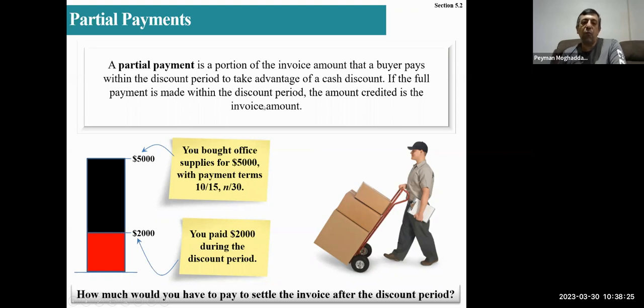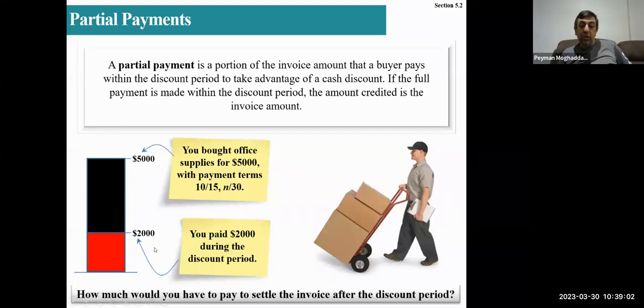If the full payment is made within the discount period, the amount credited is the invoice amount. Okay, if you pay the full $5,000 with the discount, then you pay the full amount. But for a partial amount, you don't have the $5,000, but you want to pay whatever you have, which is $2,000. In this case, you pay $2,000. You take the advantage that you are in the discount period. Okay, and this $2,000 is going to be credited toward your $5,000.